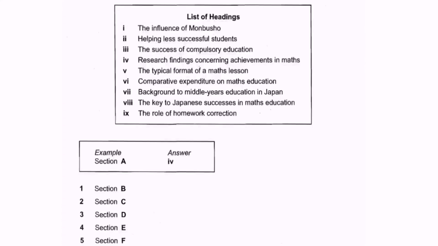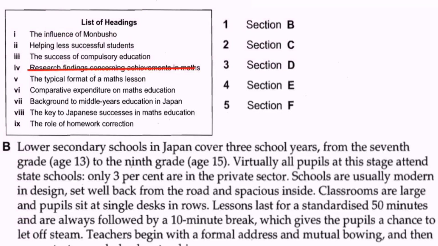So heading number 9 is what are the benefits if we make correction in the homework. We have 5 sections: B, C, D, E and F. Section A is already solved and is matched with heading number 4, so we can cross the heading number 4 in the list. Let's read the section B.